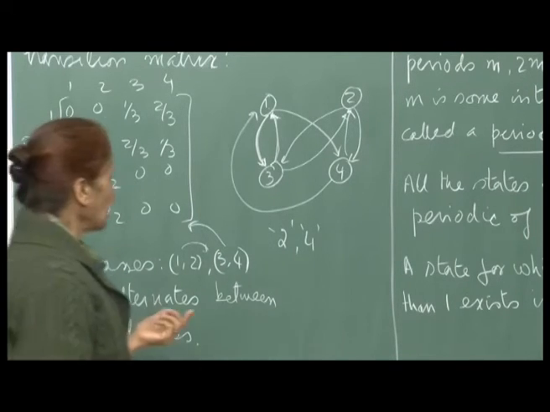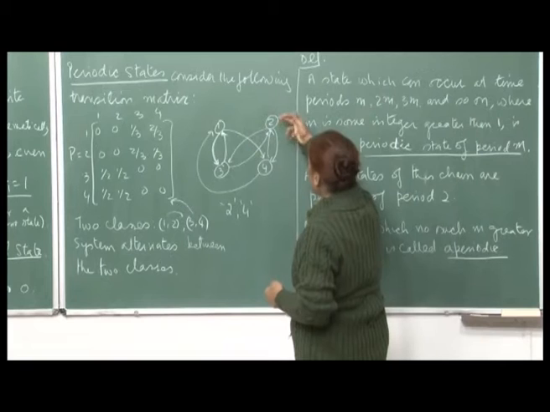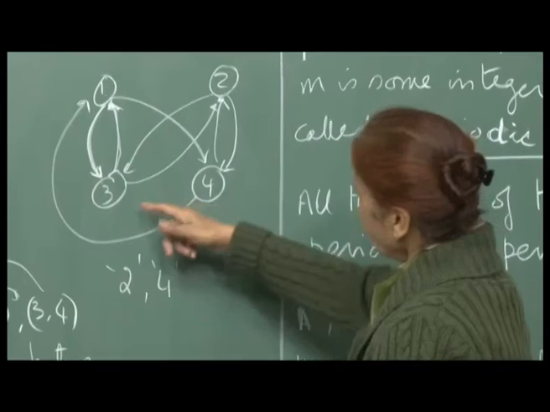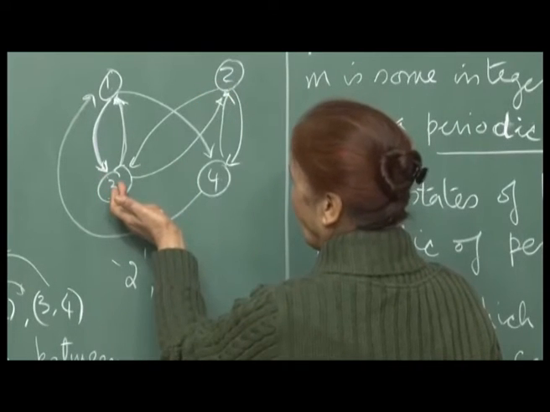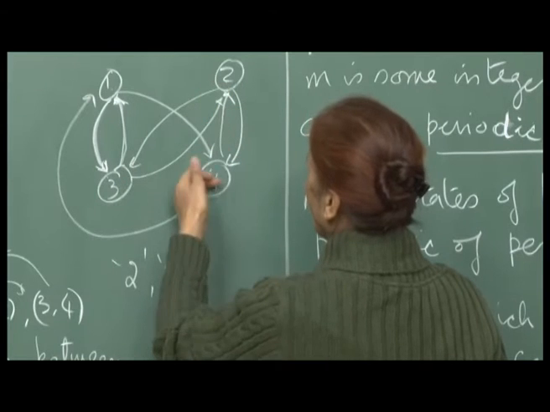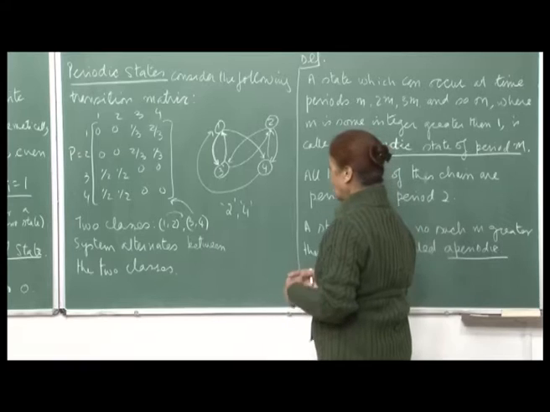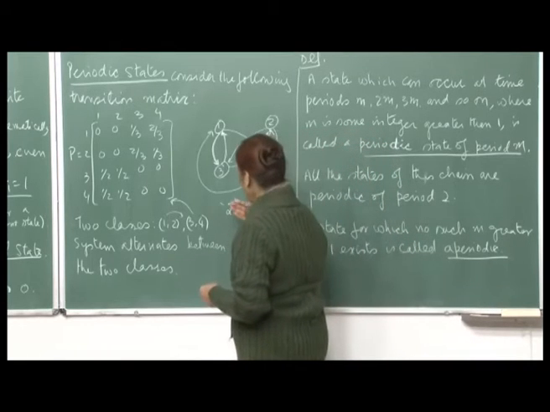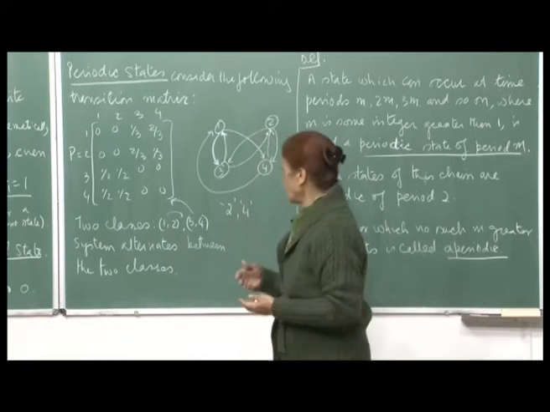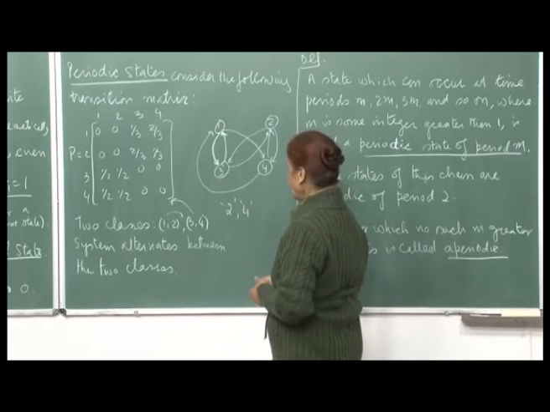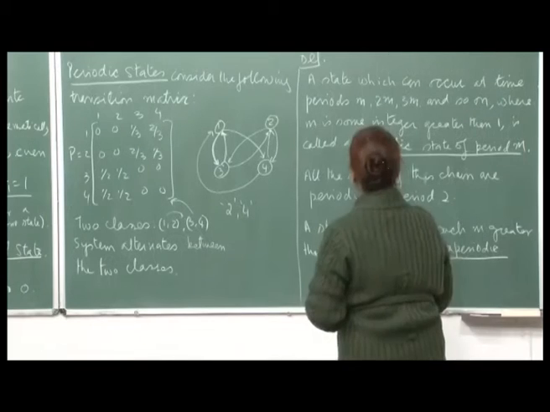The same story is true for state 2. From 2 you can come back to itself either in 2 transitions or in 4, and the same again for 3 and 4. From 3 you may go to 2 and then come back, or you may go to 2, then to 4, then 4 to 1 and 1 to 3. So, all the states can be revisited, starting from that state, either in 2 transitions or in 4 transitions. So, you can see that there is a periodicity, and so let us now make a definition.